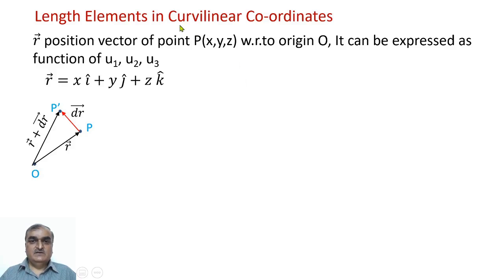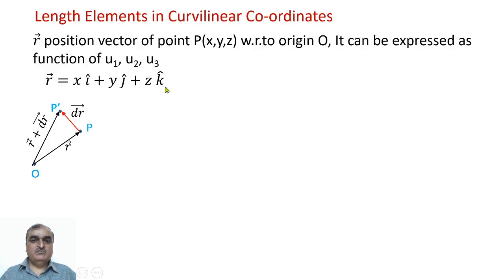We have just defined curvilinear coordinates. Now let us derive the expression for the length element in curvilinear coordinates. We have already seen the position vector in terms of x, y, z by this equation. If this point P has coordinates x, y, z, then with respect to the origin, the position vector is given by the expression r bar equals x i cap plus y j cap plus z k cap.